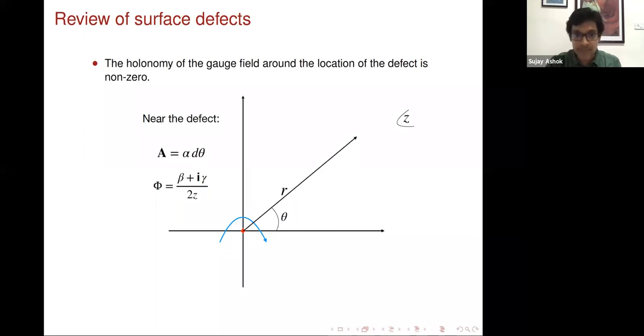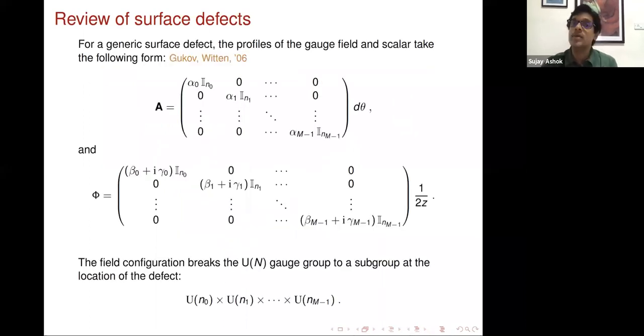So let me try to explain a little bit in more detail what these alpha, beta, gamma are. So we'll always focus on U(N) gauge theories. So A is some Lie algebra valued 1-form. And what we are saying is that A looks like d theta with a coefficient matrix that looks like so. And this is what we call a generic defect. So there are some parameters alpha naught to alpha m minus 1. So m parameters here. So these are all block diagonal identities of n naught by n naught and so on.